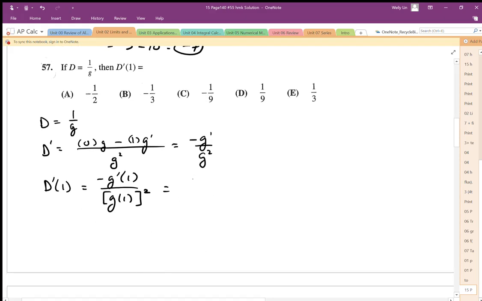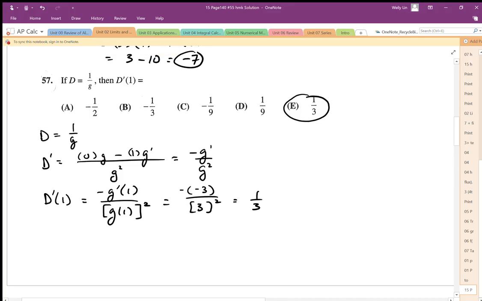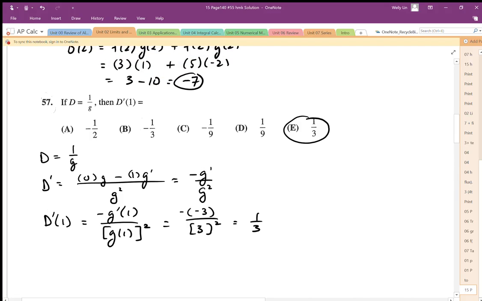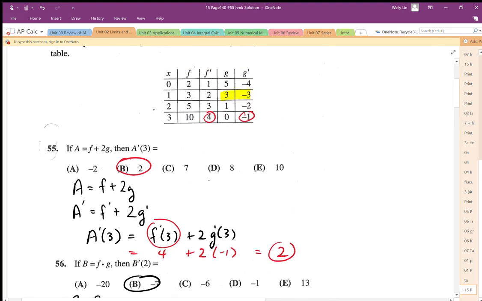So it's going to be negative of negative 3 over 3 squared. So I end up with positive 1/3. So my derivative value is positive 1/3. And just double checking, g was 3 and g prime was negative 3. Yeah, so there it is.